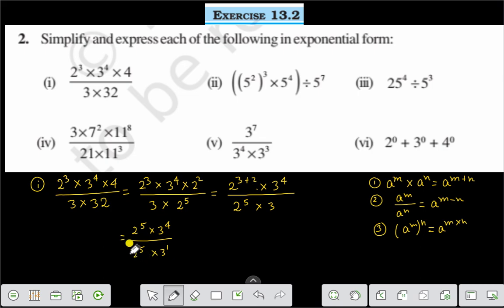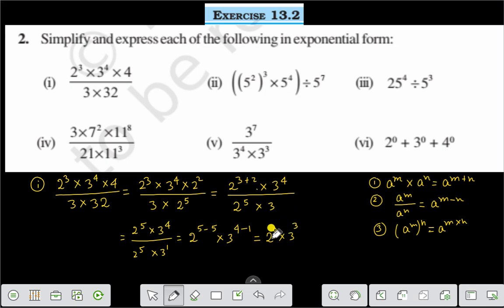Now, since this is division, we can subtract the powers. We can apply this formula: a to the power m by a to the power n equals a to the power m minus n, right? Therefore we can write 2 to the power 5 minus 5 into 3 to the power 4 minus 1. That is, we are getting 2 to the power 0 into 3 to the power 3.